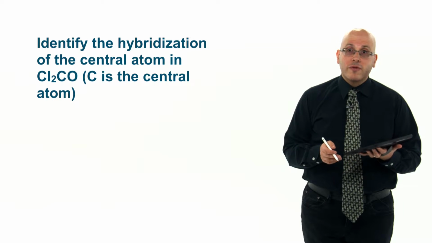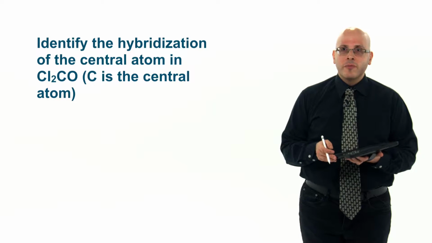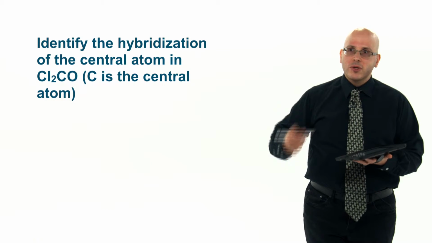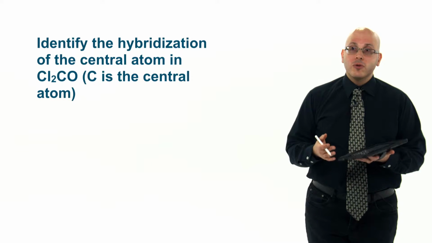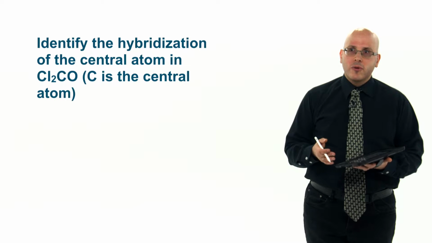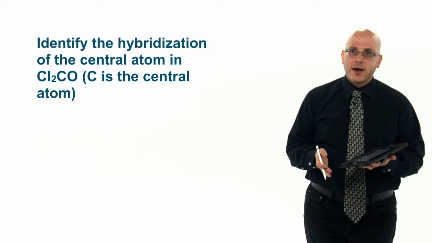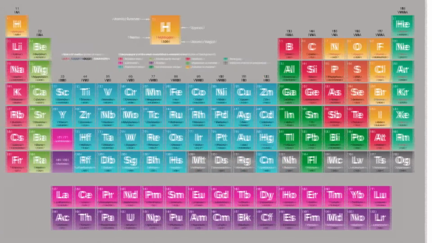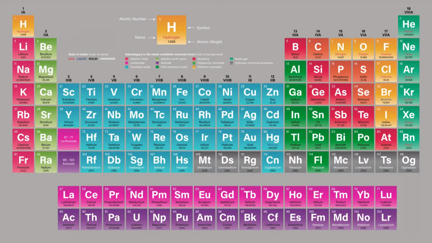But the molecular formula for phosgene is Cl2CO, and we're telling you that the carbon is a central atom. So before I can figure out hybridization, I first have to determine what the Lewis structure is for this thing. So let's go to the periodic table and see how many valence electrons I have in chlorine, carbon, and oxygen. Carbon has 4 valence electrons, chlorine has 7, oxygen has 6, based on where it is in the periodic table, which group it's in.